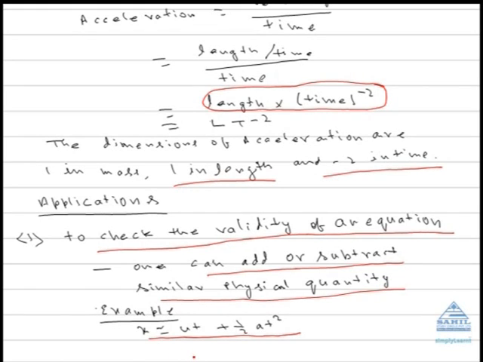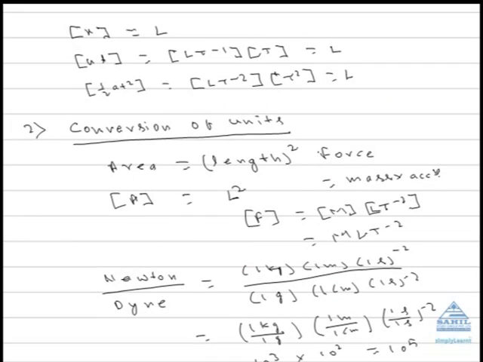Now let's come to the given example. In the given equation, we have three terms, that is x, ut and 1/2 at^2. Now the equation can be valid only if the dimensions of the three terms are the same. Now in this case, the dimension of x is L. Now the dimension of ut is LT^-1 into T, that is again L.